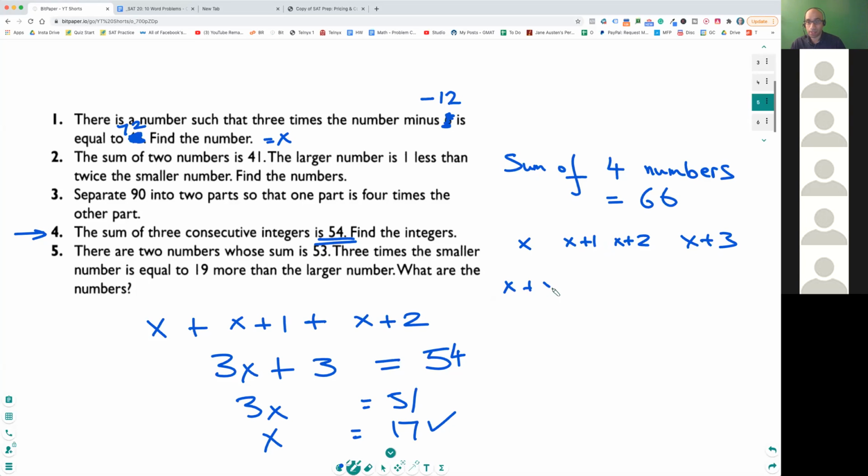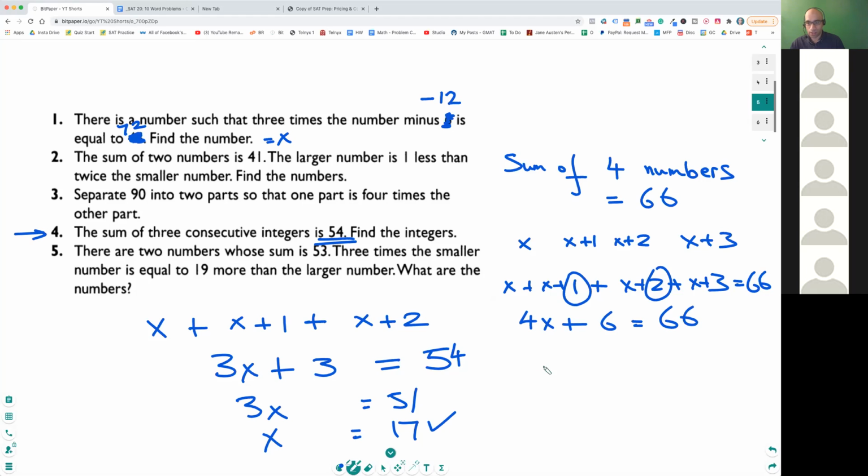Right, so you just add these up. So you've got x plus x plus 1 plus x plus 2 plus x plus 3, and that is equal to 66. Now you group these x's together. You've got 4 x's this time, so you're going to have 4x and then plus 1 plus 2 plus 3. That gives you plus 6 is equal to 66.